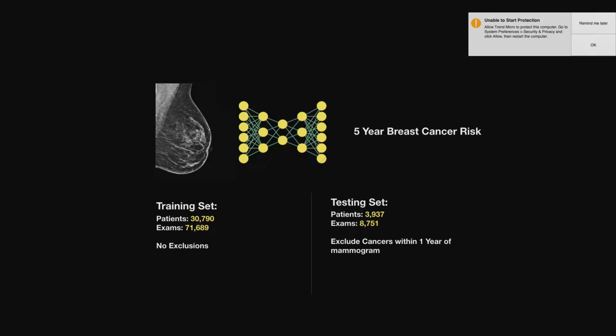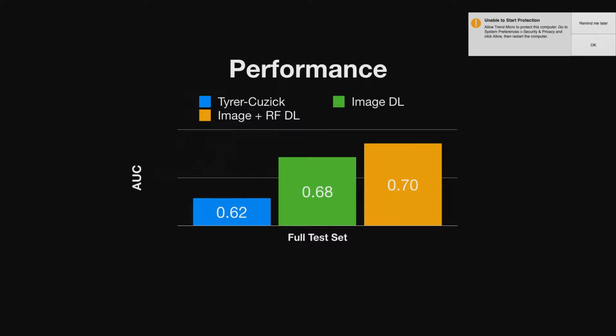Good. Just to remind you, this is the setting. One thing I forgot to mention, which is why I had the slide here to remind me, is that we excluded cancers from the first year from the test set. So there's truly a negative screening population. That's the way we disentangle cancer detection from cancer risk. Okay, cool. So Tyrer-Cuzick version 6 is the prior state-of-the-art model. It's a model based out of the UK.